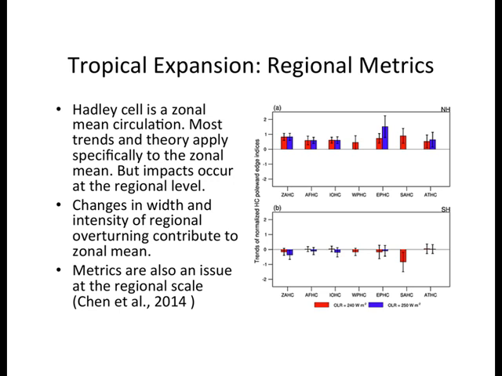Finally, the same metric troubles that apply in the zonal mean also apply in the regional mean, sometimes worse. So in this figure from Chen et al., if you look at the first column of both panels, Z and C, that's basically the zonal mean cell edge. And the red and the blue bars are using a similar metric.